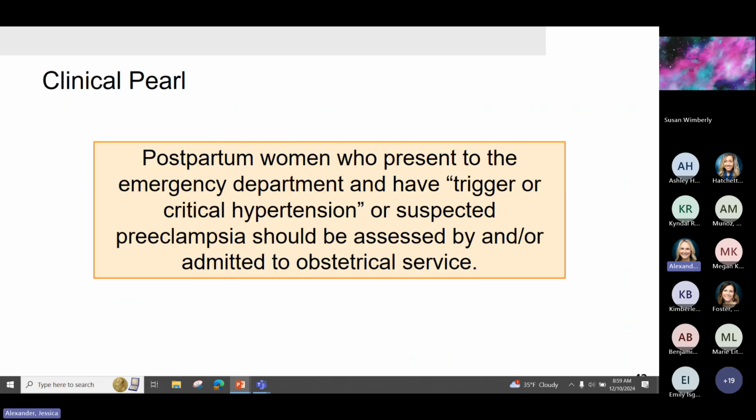Postpartum patients who present to the emergency department and have trigger or clinical hypertension or suspected preeclampsia should be assessed by and/or admitted to the obstetrical service. This is a focus that we actually have. We're in an education process right now, working with our ED, so that we are automatically consulted on any patient that presents to the ED for whatever their symptom in that 6-week window.